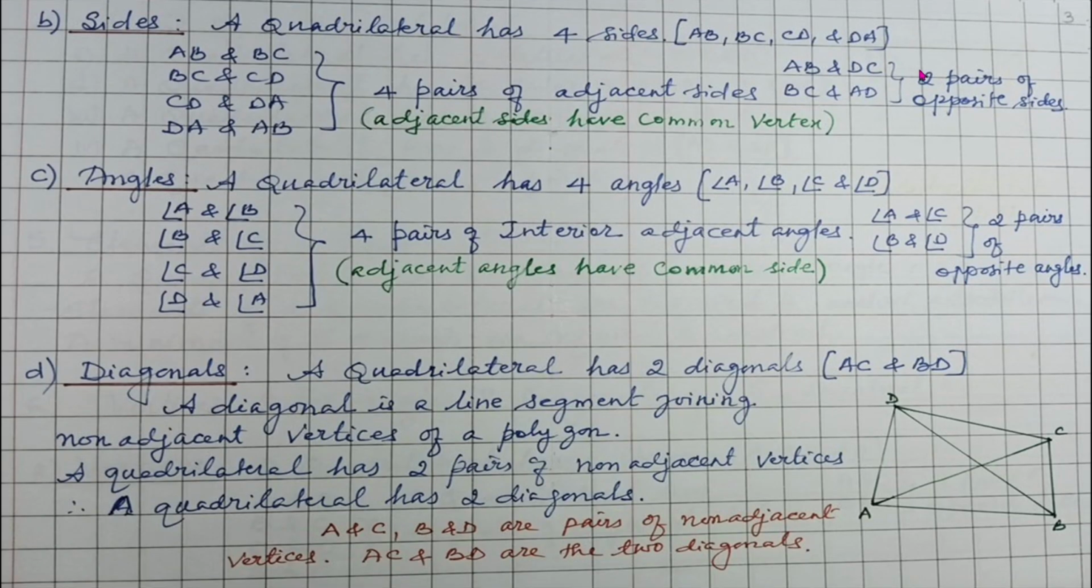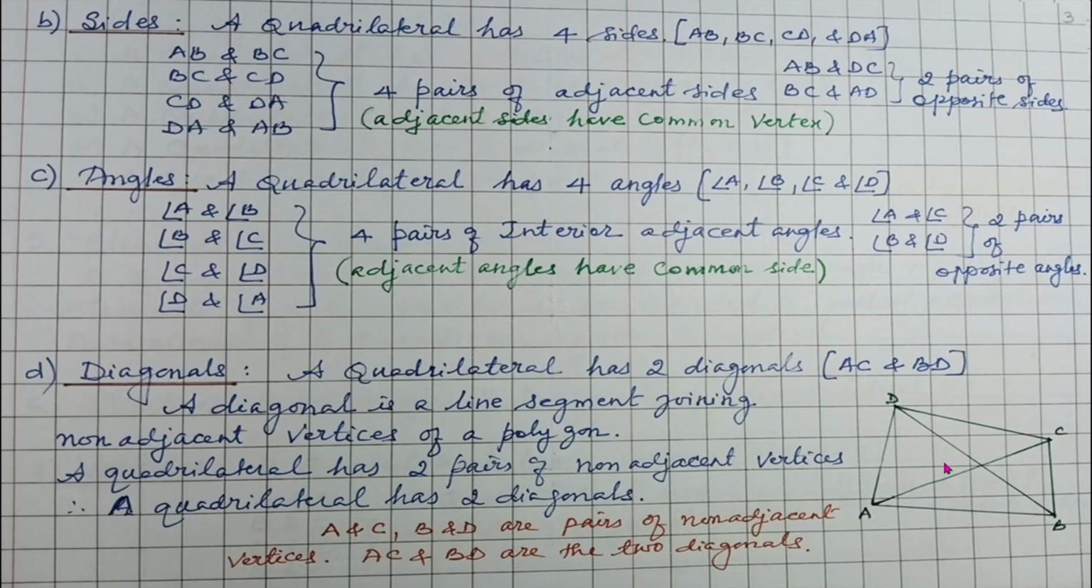Remember that. Now, the sides of a quadrilateral: it has 4 pairs of adjacent sides. For example, here AB and BC are adjacent, BC and CD are adjacent, CD and DA are adjacent. So, these are the 4 pairs of adjacent sides. Remember that. And also, in a quadrilateral, there are 2 pairs of opposite sides. AB and DC are opposite, BC and DA are opposite. There are 2 pairs of opposite sides.